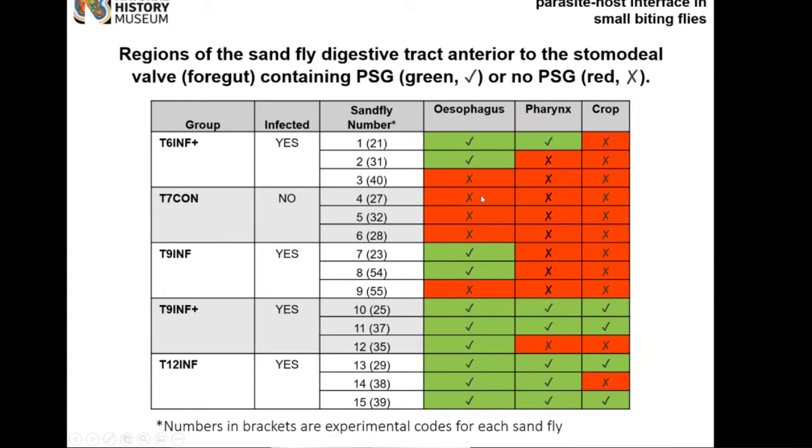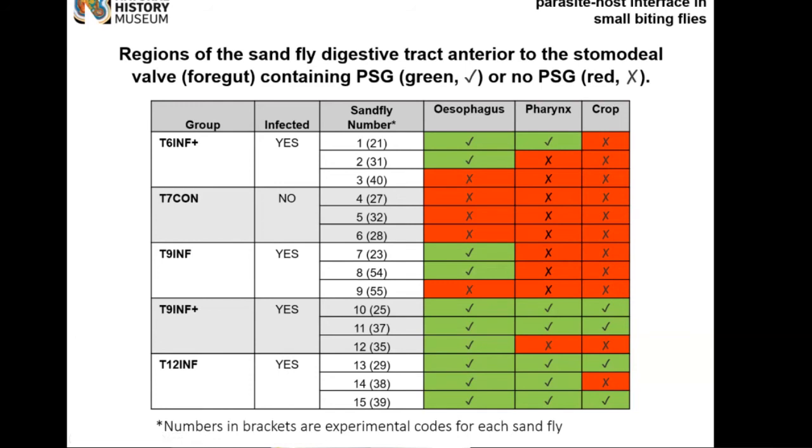Red shows there's no gel in there. Green shows there is. Clearly, the controls have no gel in them. They're not infected. But those that had gel in the pharynx and crop were mostly in the ones that either had a long infection, 12 days, or this second blood meal. The 9-day infected flies that didn't have the blood meal largely had no gel in these foregut regions.